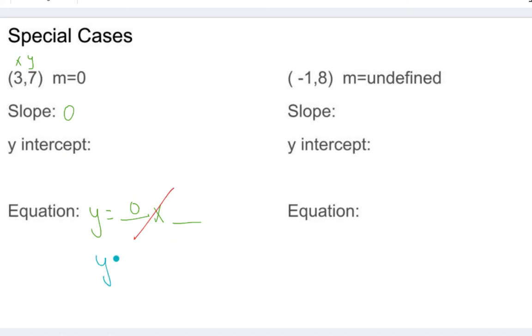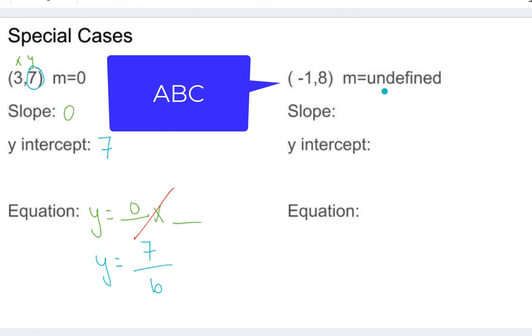So all we really want is y equals b, which is the y value. In this case, we know the y value is 7. So the y-intercept has to be 7. So the equation is just y equals 7. The equation for any horizontal line is just the y value of whatever point you have.